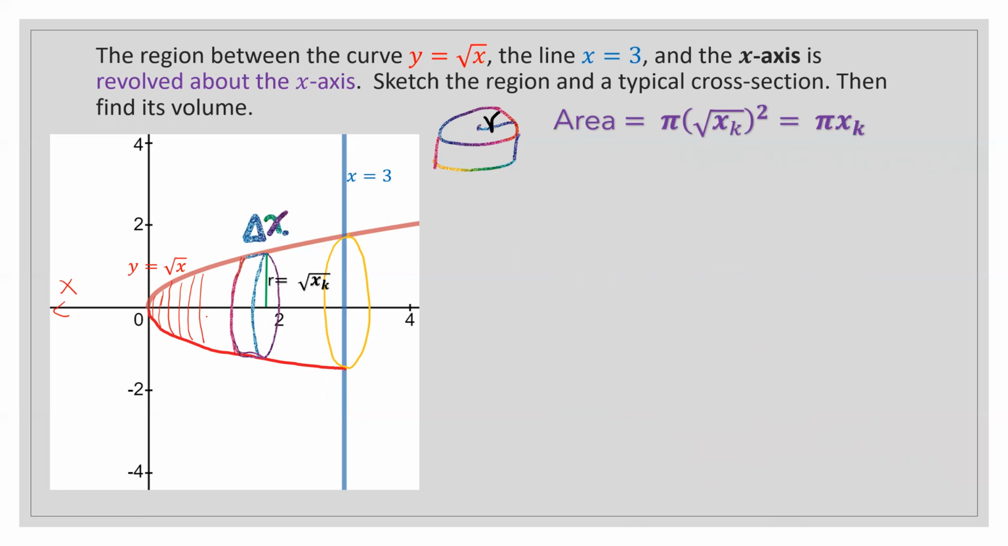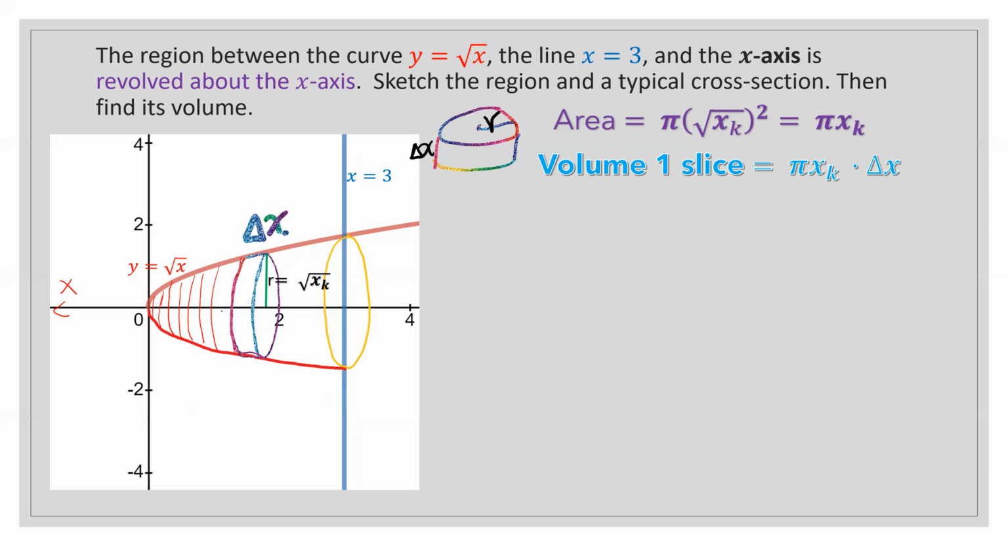Okay, so under the square root, you have pi times x sub k for that one particular slice. And then we would say the thickness of that slice is delta x, so that the volume of that one particular slice would be pi times x times delta x.